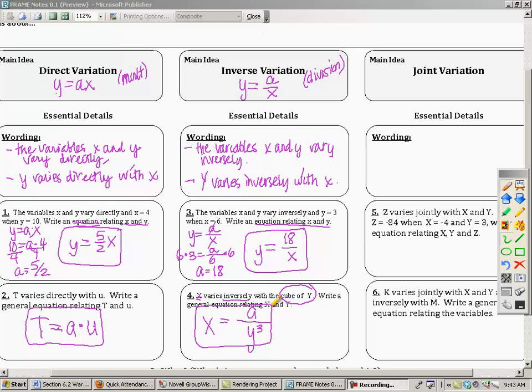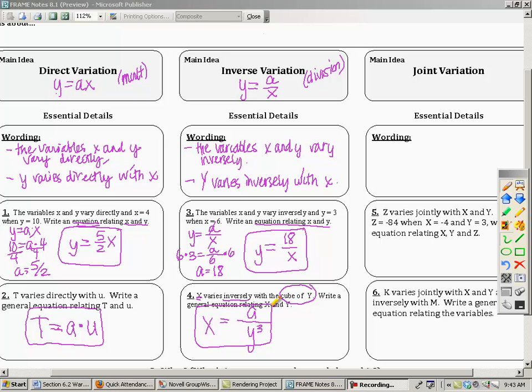If they say varies inversely, then they start with a variable, and that's the variable you start with in your equation. If they say the two variables together, then you always start with the y equals. Okay, so we've now seen inverse and direct.